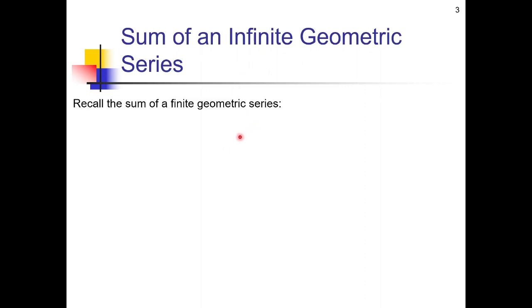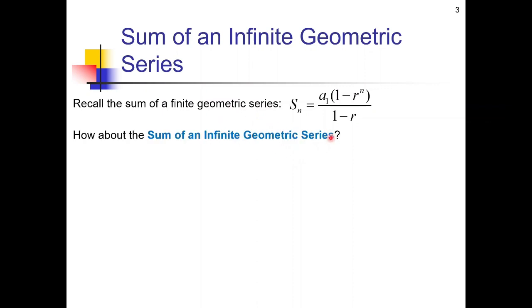We'll start by talking about the sum of a finite geometric series. Seems like a good starting place. So recall that that was S sub n equals a sub 1 times 1 minus r to the n, all over 1 minus r. We used this a few times in that last lesson. And we're asking now, what about an infinite geometric series sum? What happens specifically if this n value, which represents the number of terms that I'm adding together, is approaching infinity?